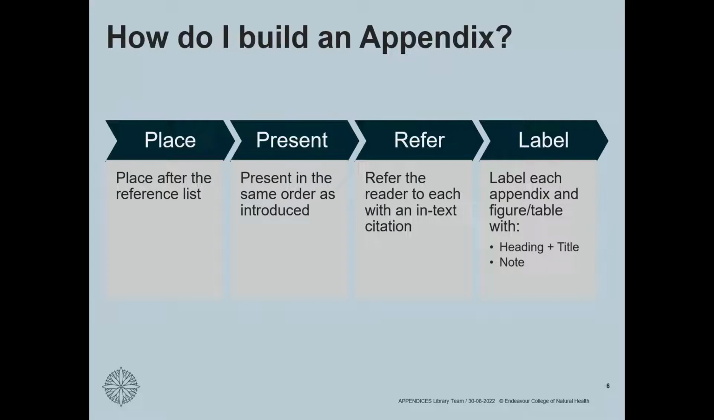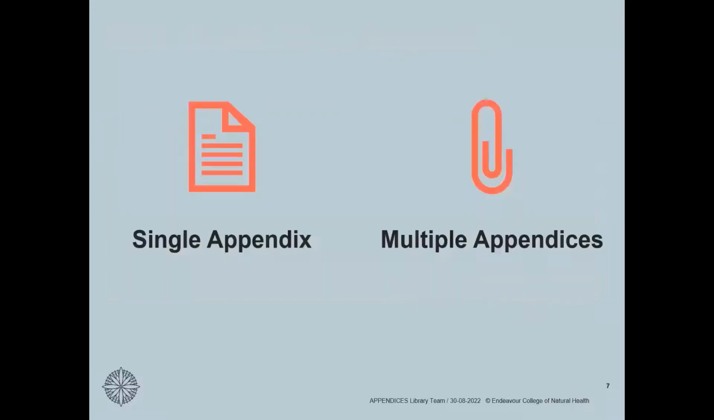It requires that you refer the reader to each appendices with an in-text citation. For example, see Appendix B. And it requires that each appendix, figure and table must be labelled with both a heading, title, and a note. The note is where you include your referencing information. And again, that referencing information is then included in your reference list.